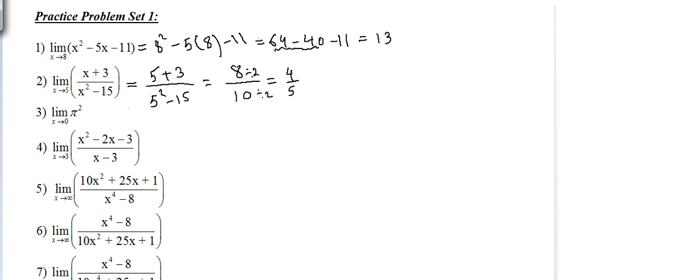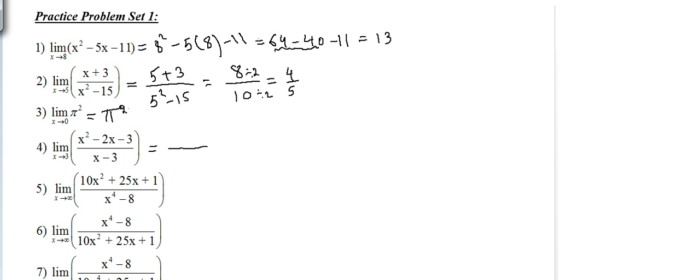Number 3, limit of pi squared as x tends to 0. Since pi squared is a constant number, we can't substitute any 0 in it, so the answer will be pi squared. Number 4, limit of x squared minus 2x minus 3 over x minus 3.